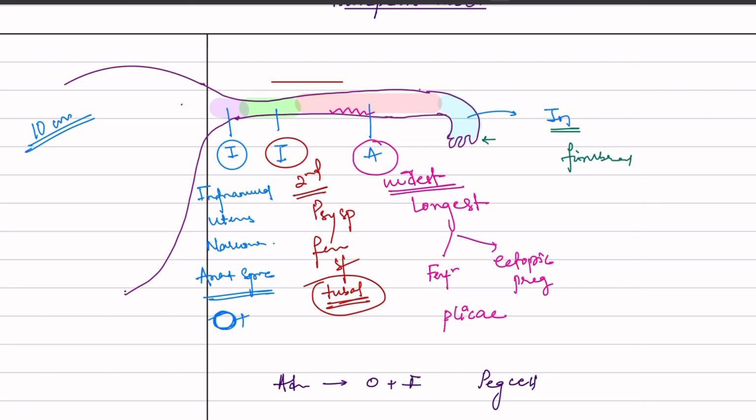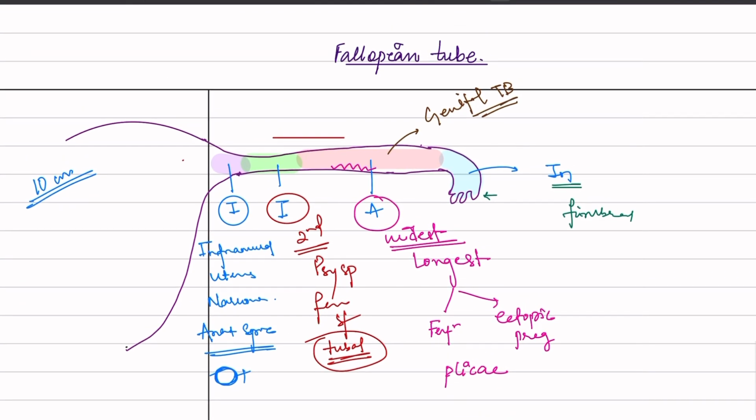Now genital TB is the most common which affects the ampulla part. In this ampulla part we can see genital TB, and this can lead to bilateral cornual block. We know the cornu is the junction between the uterus and the fallopian tube, so this will lead to the cornual block. Then gonococcal infection, that will block the fimbriae. So the fimbrial part will be blocked if there is any gonococcal infection.